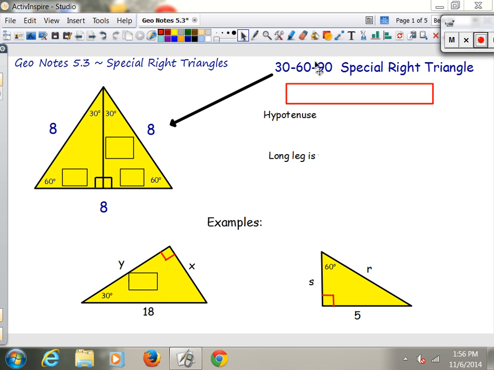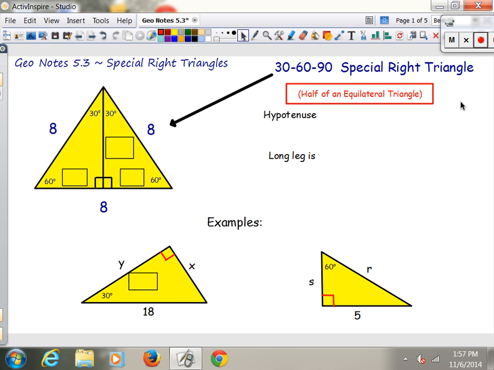Now this is a right triangle because it's a 90-degree angle. These two add up to 90 also. So 90 plus 90 is my 180 that all triangles add up to. To make a special 30, 60, 90 triangle, you just need to take half of an equilateral triangle. So you're going to take an equilateral triangle and you're going to cut it in half. That will give you a 30, 60, 90.